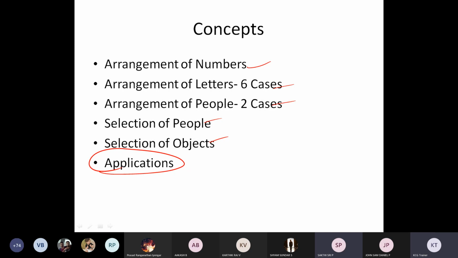Applications means the real-time applications of permutation combination. Here you should remember how to identify the questions, whether it is permutation or combination. Already I told you in the first session, permutation is nothing but arranging the things. Arrangement can be done between the same category, between different categories, where order is important. But in combination, order is not important, and we have to select only between the same category. In combination, different category is not possible. Order not important, but in permutation, same category, different category, both are possible and order is important.